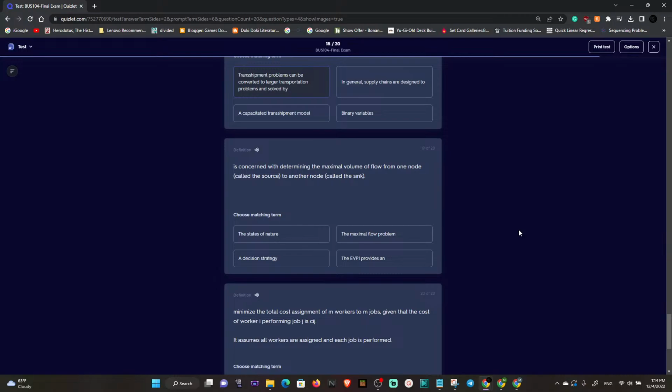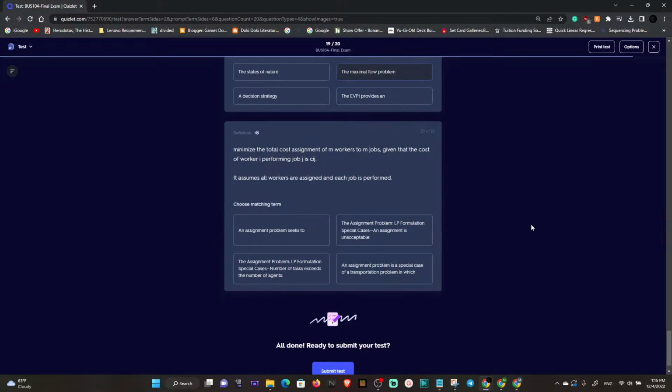I'm gonna go with the maximum flow problem. Yeah. Last one. Minimize the total cost assignment of m workers to m jobs, given that the cost of worker i performing job j is cij. It assumes all workers are assigned and each job is performed. Yes, but which answer is it? Assignment problem.